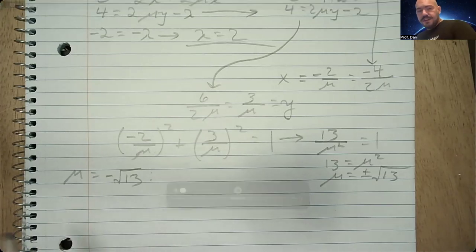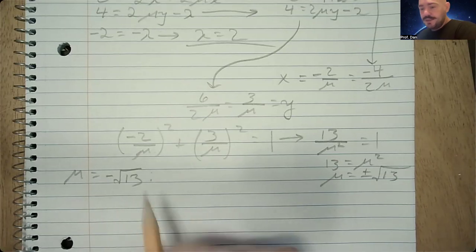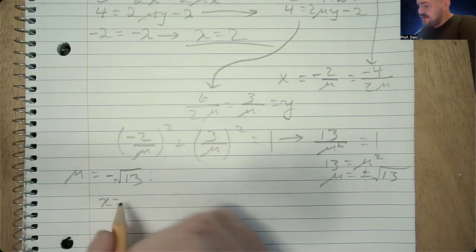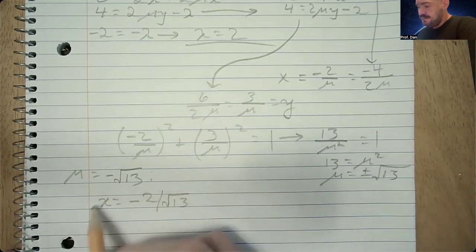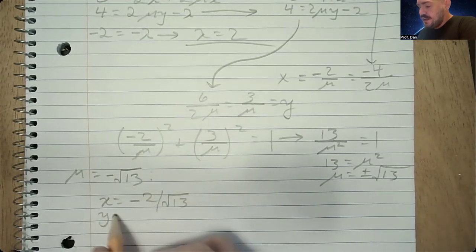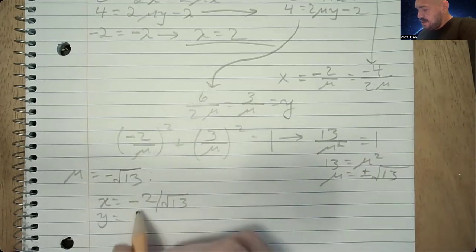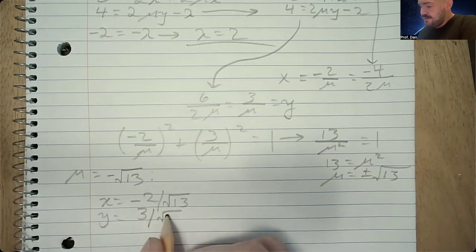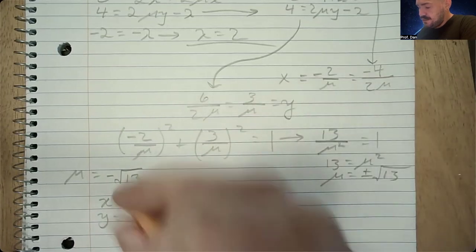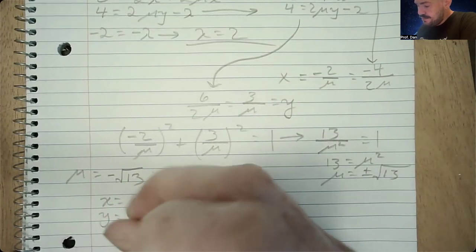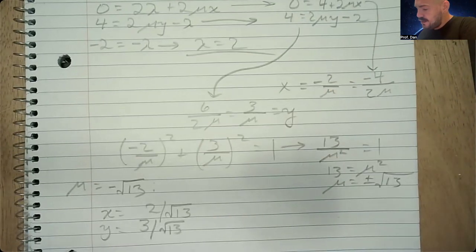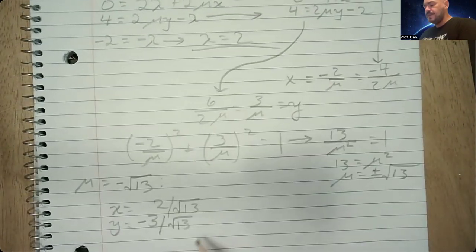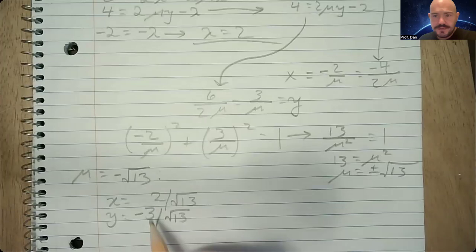So anyway, if I let mu be equal to negative square root of 13, then x is going to be negative 2 over square root 13. No further simplification required. Y is going to be positive 3 over the square root of 13. Actually, my signs are switched. X will be positive because we're dividing a negative by a negative, and y will be negative. Okay. So now I have values for x and y.